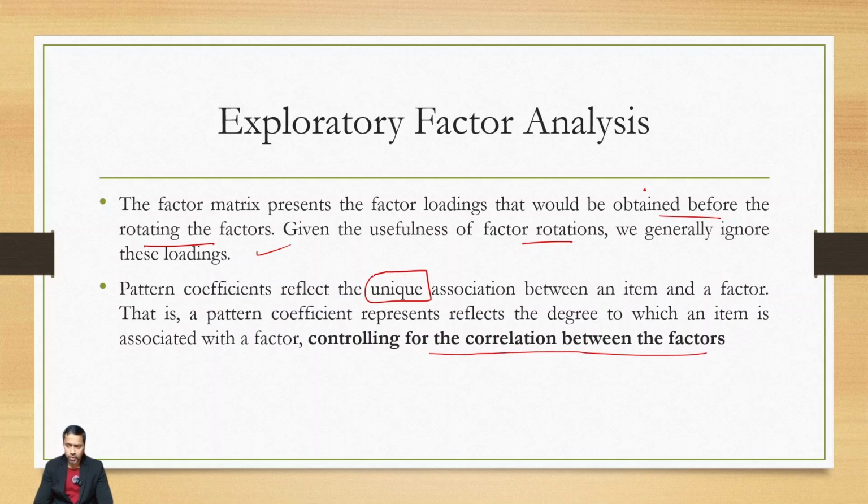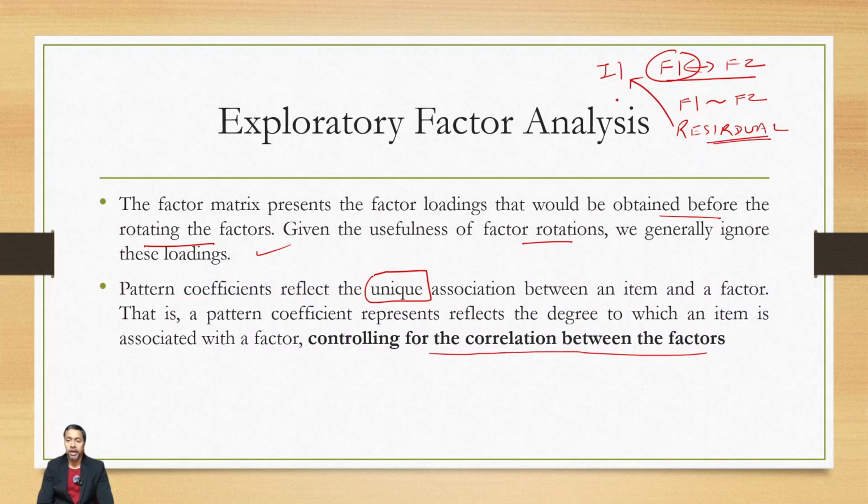Okay, so what this simply means is that before doing the correlation between the item and the factor, you run a regression analysis between the factors themselves. Suppose you want to do it for F1 and item 1. First you run a regression between F1 and F2, and then the residuals that come out are correlated with item 1, and that is why it is said to be controlling for the correlation between the factors. This is how it is done.